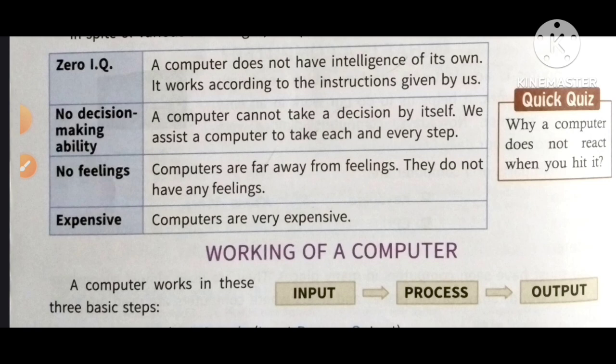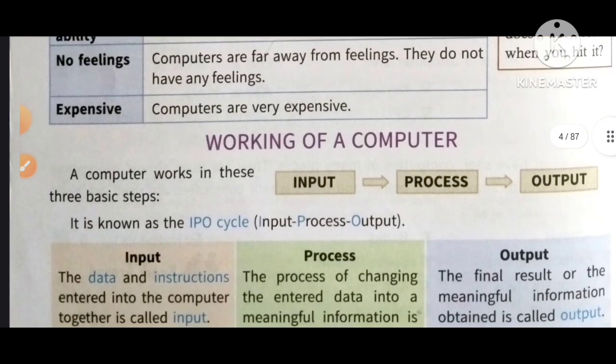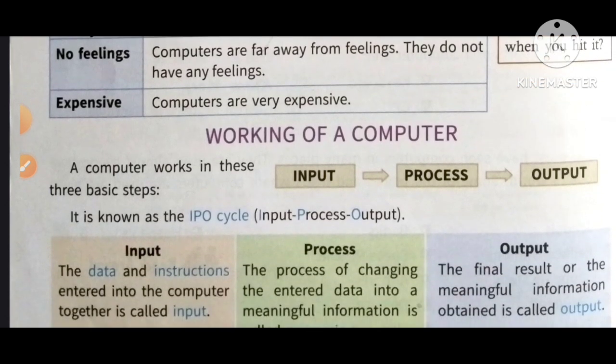Next is expensive. What is expensive? That means it is too costly. When we purchase a computer, we have to pay some cost. Computers are very expensive. If you want to purchase a computer, a minimum of 15, 20, 25, 30,000 will be required when we go to purchase laptops or computers. So it is expensive initially.